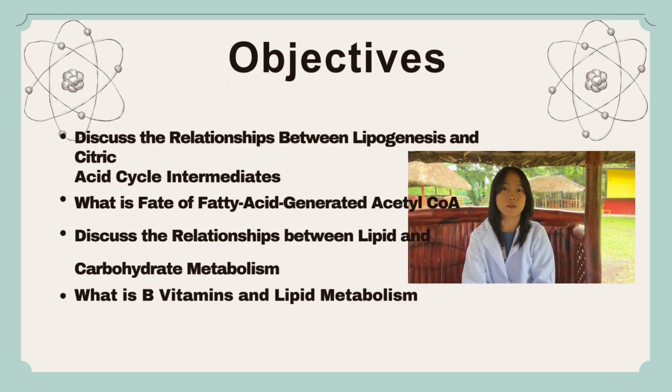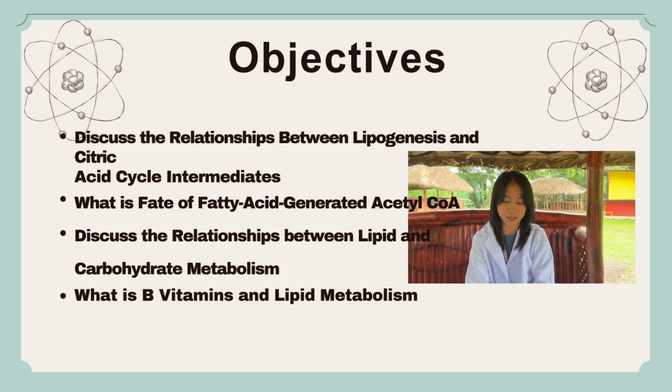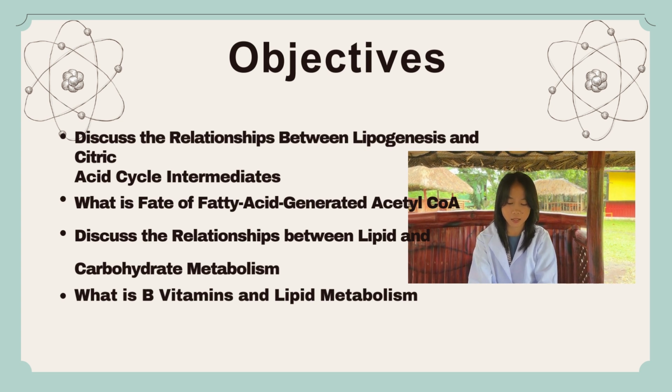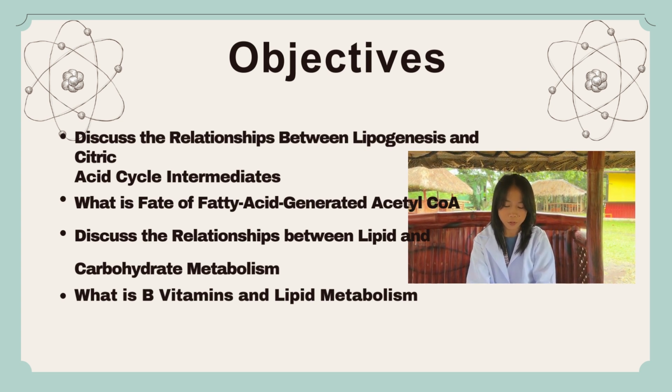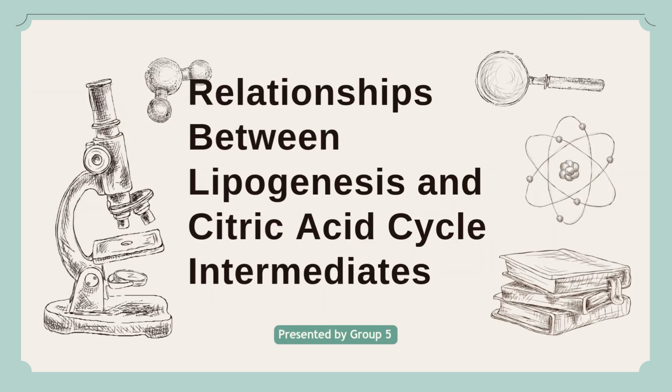First, the objectives. The objectives of this discussion are to discuss the relationships between lipogenesis and citric acid cycle intermediates. Second, what is the fate of fatty acid-generated acetyl-CoA, and discuss the relationships between lipid and carbohydrate metabolism. Last is the B vitamins and lipid metabolism.